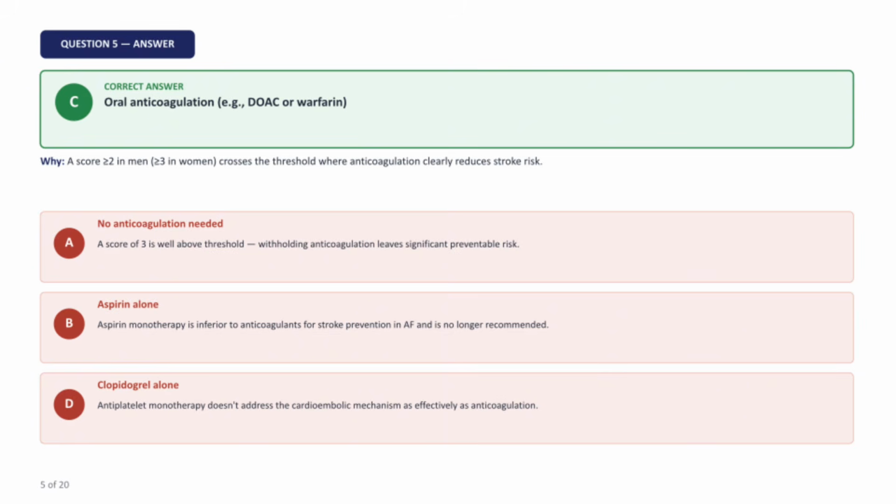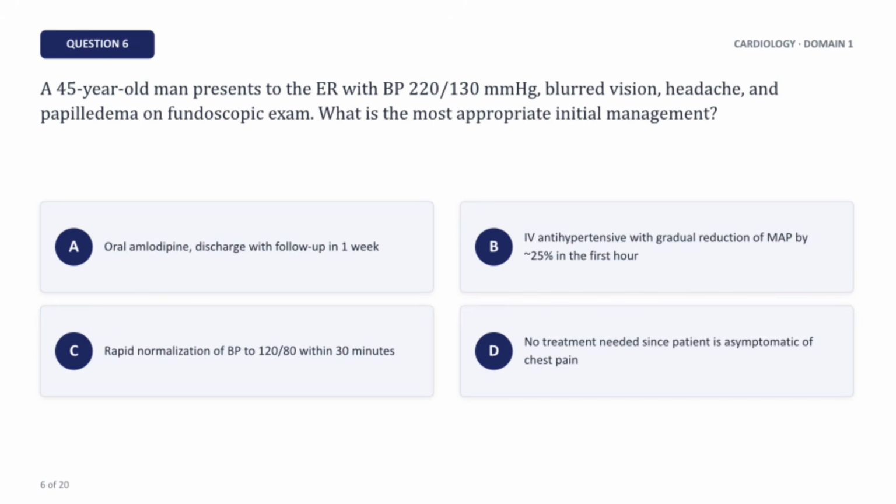Why isn't B correct? Aspirin monotherapy is inferior to anticoagulant for stroke prevention in atrial fibrillation and is no longer recommended. Why isn't D correct? Antiplatelet monotherapy doesn't address the cardioembolic mechanism as effectively as anticoagulation. Let's move on to the next question.